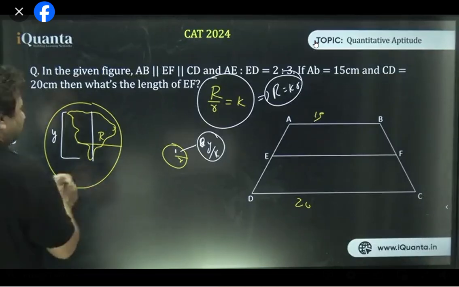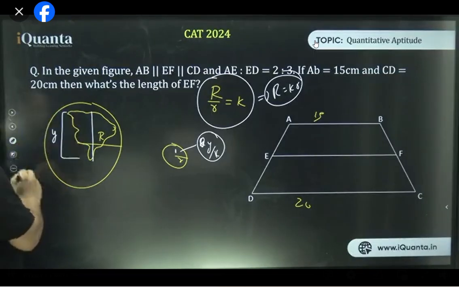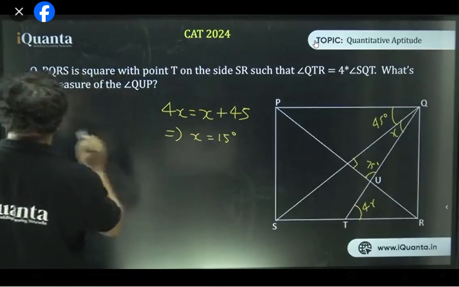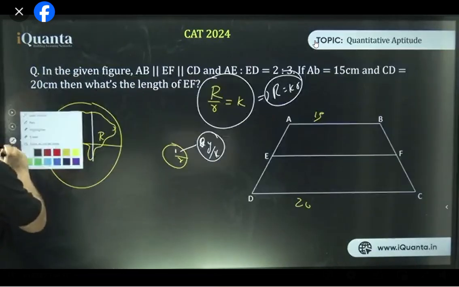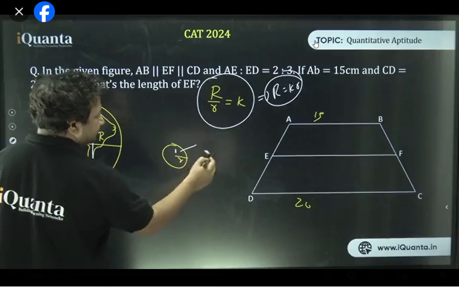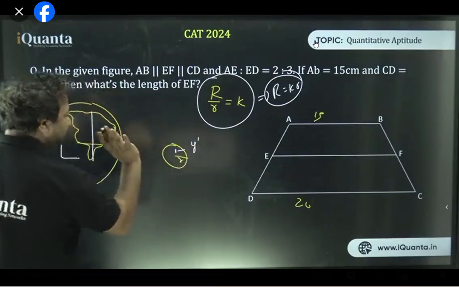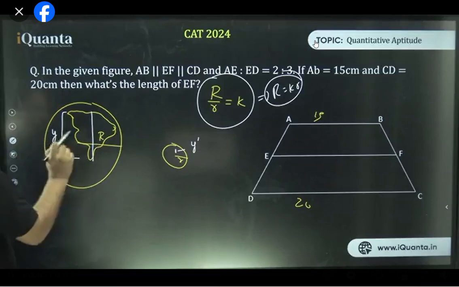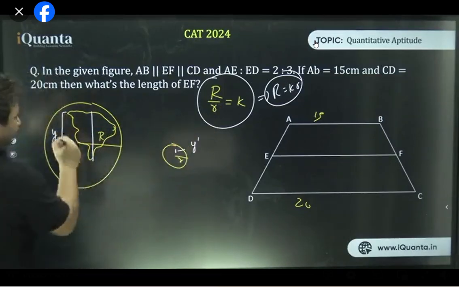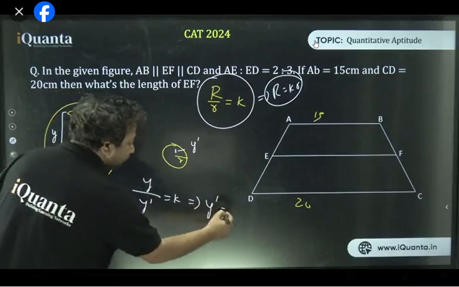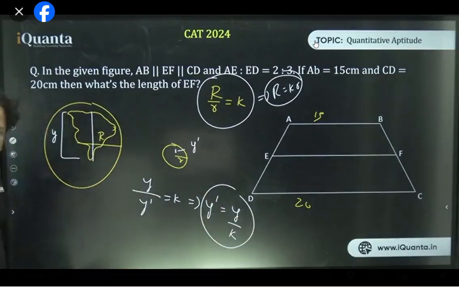What confusion is there? There is confusion. Wait. What just happened? Let's say this was y dash. Now is it okay? So this upon this is k. That means y dash upon this will be k, which means y dash will be y by k. I think there's no confusion now.